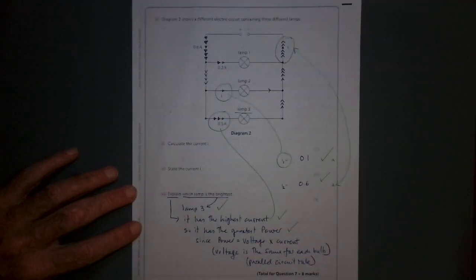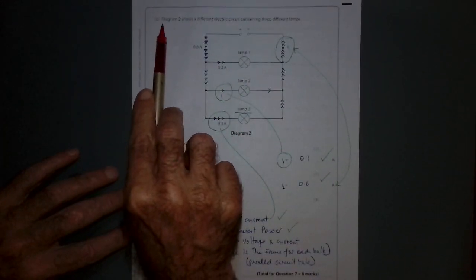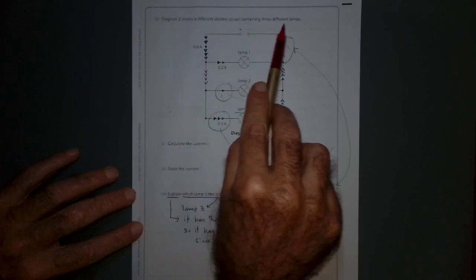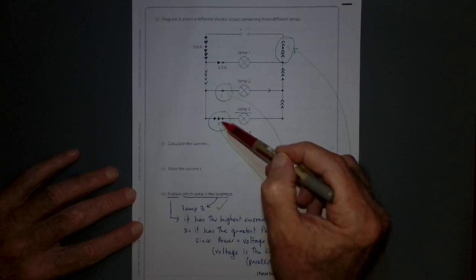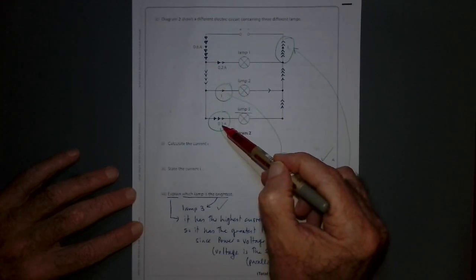The second part of question 7 is showing 3 lamps in a parallel circuit. So this diagram shows a different electric circuit containing 3 different lamps. Now you see the 3 different lamps, they have different currents. For example, the first one's got 0.2, the third one's got 0.3.